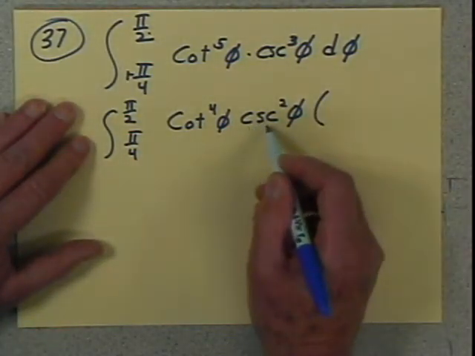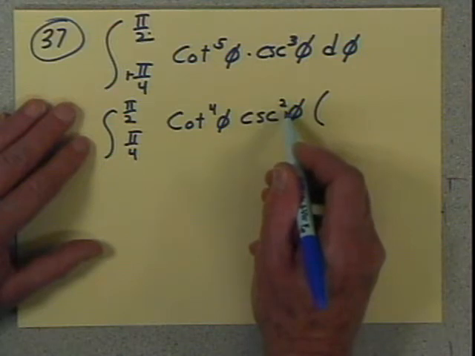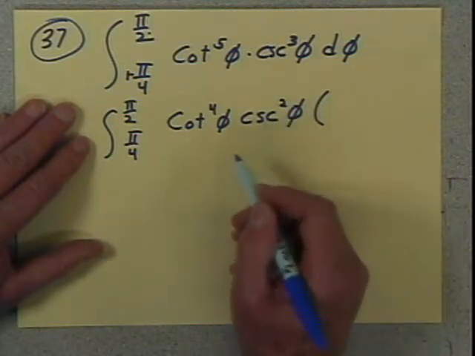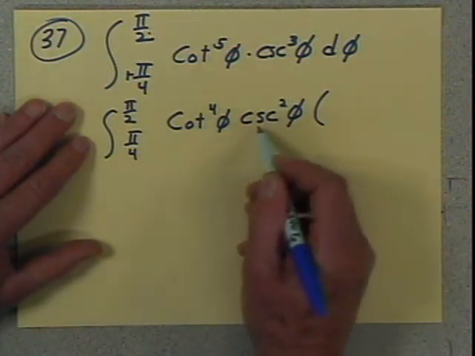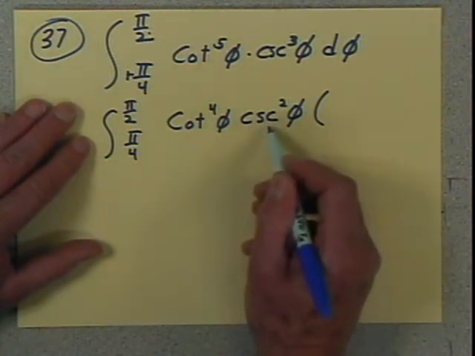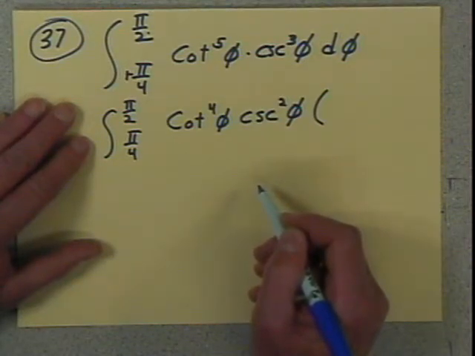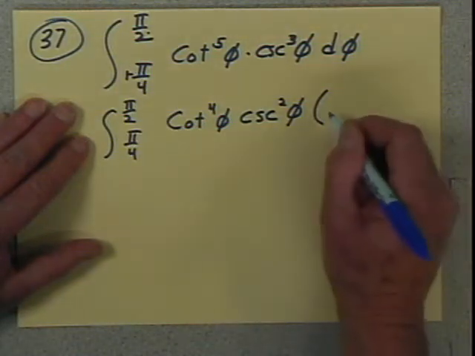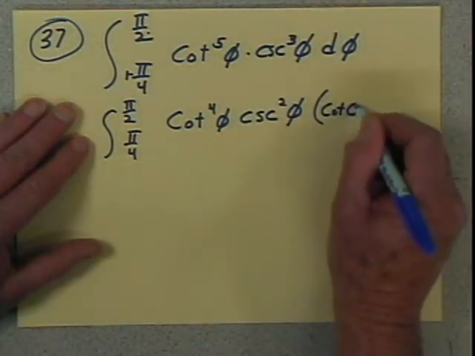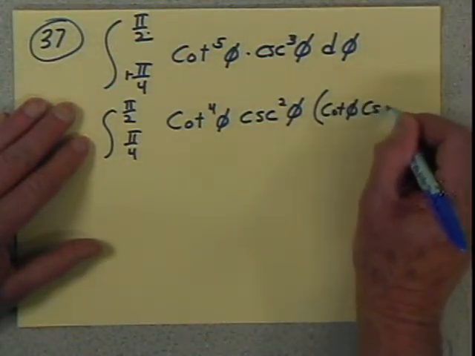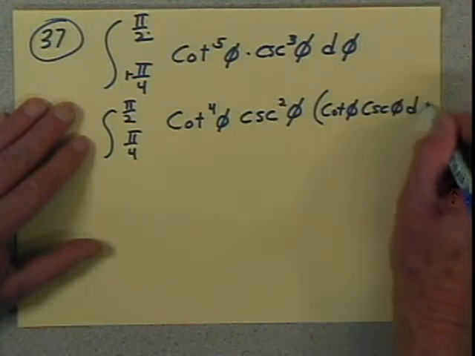Well, I know that if I have cosecant squared, I can always convert it to cotangent. So if u stands for cotangent, I can easily get him in terms of u because cotangent squared plus 1 is cosecant squared. So you kind of plan ahead knowing that all the trig has to go if you're going to use substitution. Yes, I did not write it yet, but it's cotangent phi times cosecant of phi d phi.